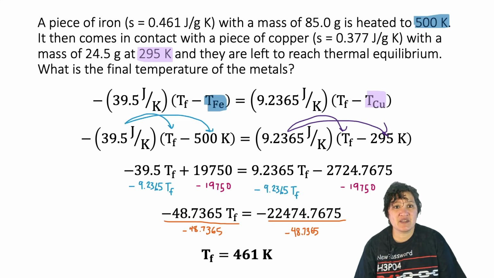Does our answer make sense? Well, it's between the original iron temperature of 500 and the starting copper temperature of 295, and it's closer to the original iron temperature, which makes sense because there's more iron than copper.